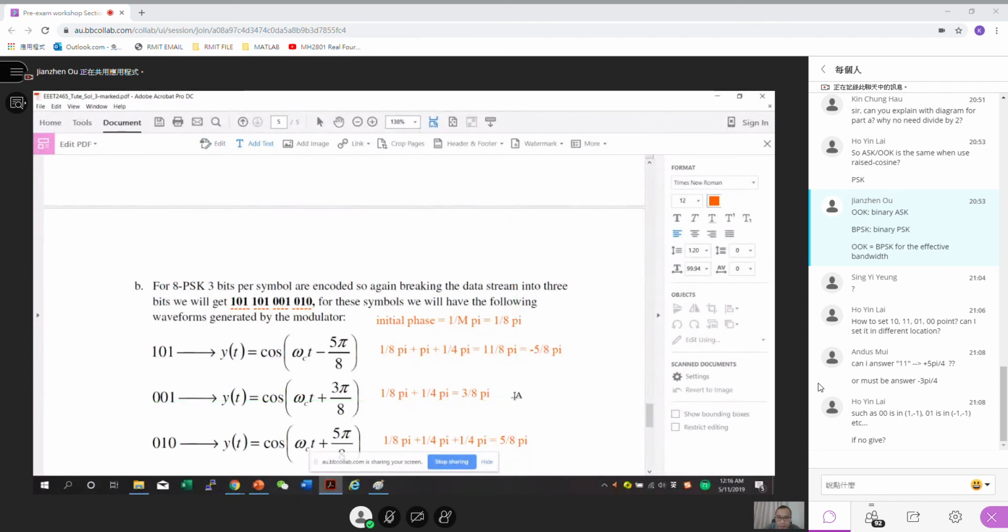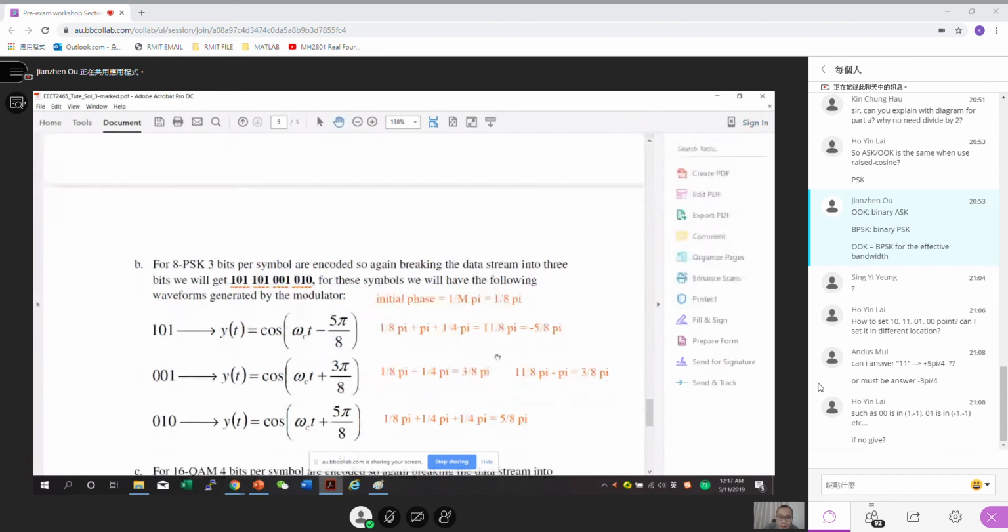So what is it? 11 over 8 pi minus pi, which is 8 over 8, right? So it becomes 3 over 8 pi. Yeah, so it's the same answer. So you can see the constellation diagram gives you very flexible calculations.